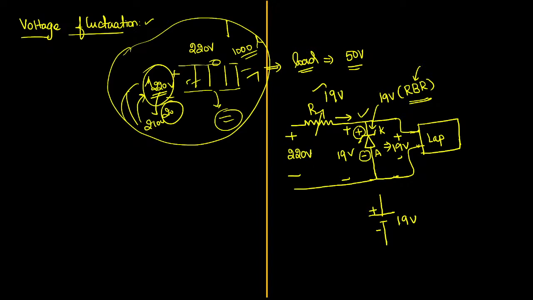Now check. Suppose this 220 voltage is fluctuating, suddenly dipping to 210 voltage. Is there any problem here? No. To turn on my Zener diode, I need only 19 voltage. Because of this voltage fluctuation, it is only reducing to 210, but I need only 19 voltage. So this voltage fluctuation does not affect your load. It will remain safe.